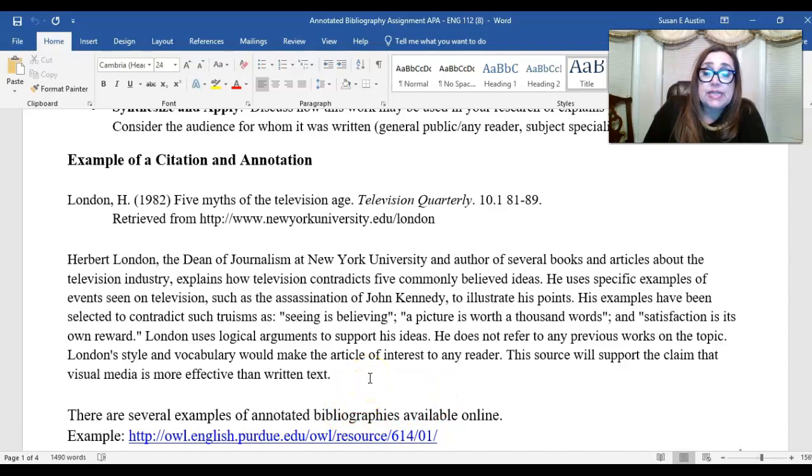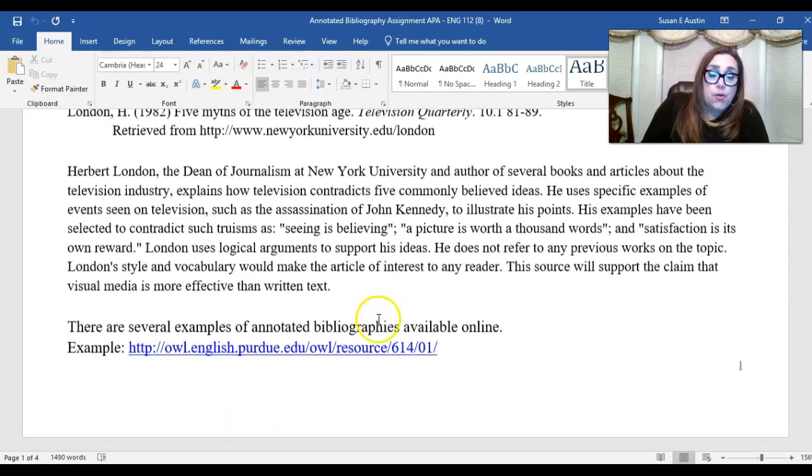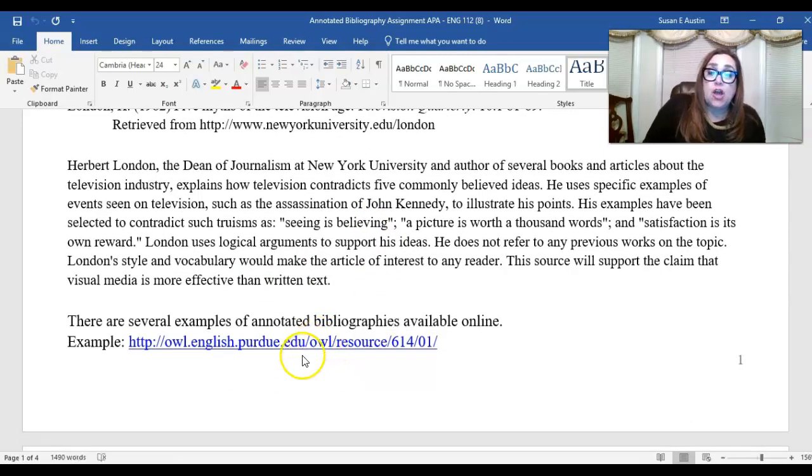Very simply written, it shows that it does support the claim, and then it gives us a kind of preview of how it might be used moving forward with the research project, what this source would be useful to do for the research. So I do have a link here where you can look at other annotated bibliographies.